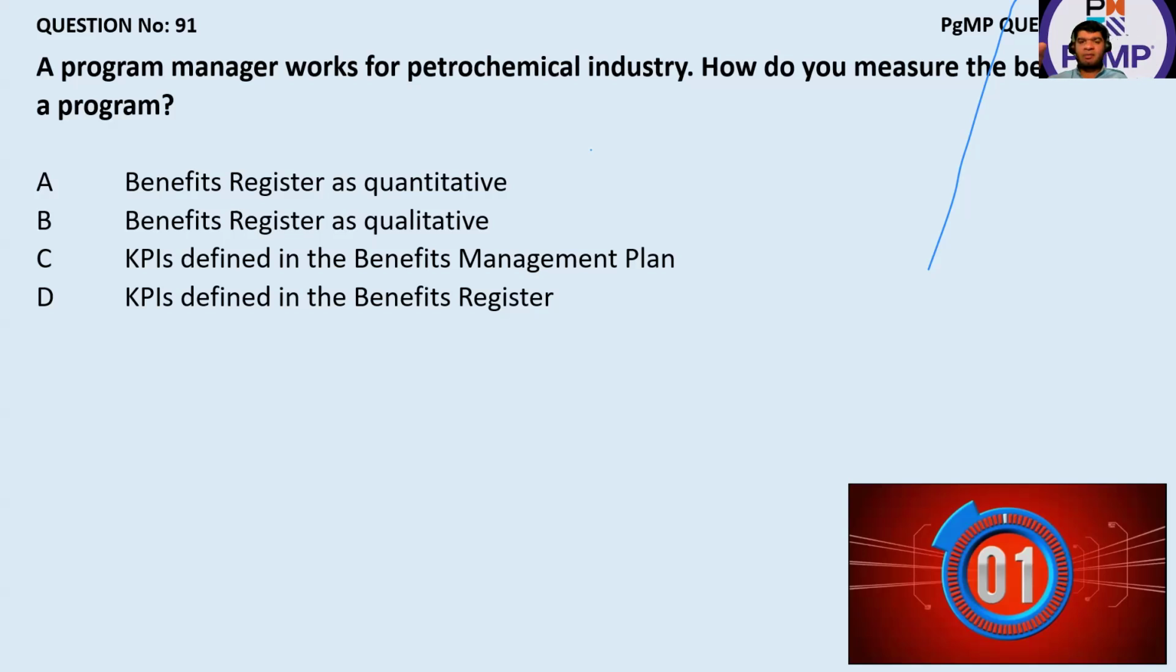So it's an open discussion, but I will go for C, because we cannot end this discussion without the benefit management plan. The tone of the question, how do you measure the benefits of a program, should be the tone of the plan, although they have confused us in C and D because KPIs are written in both things. So I will go for C.